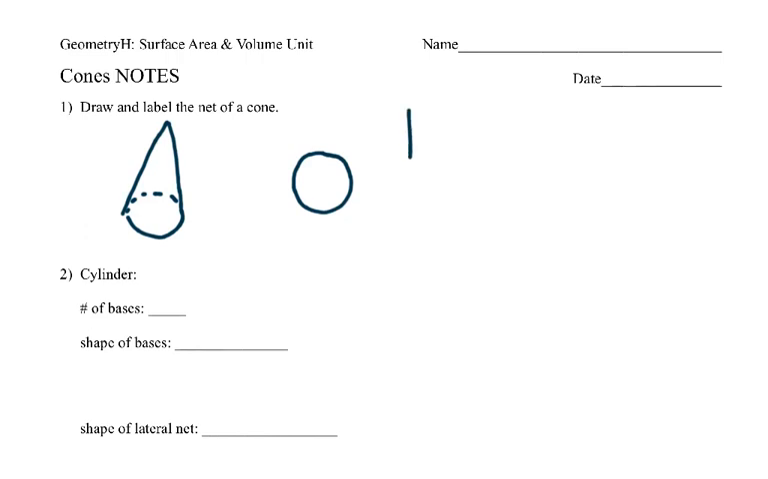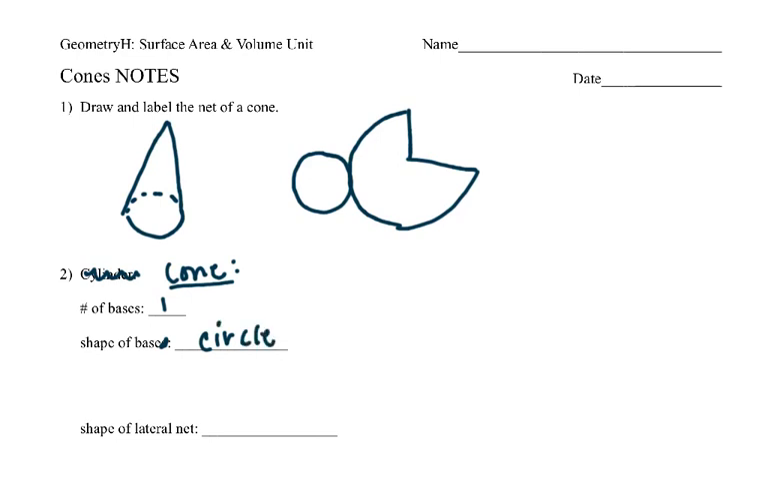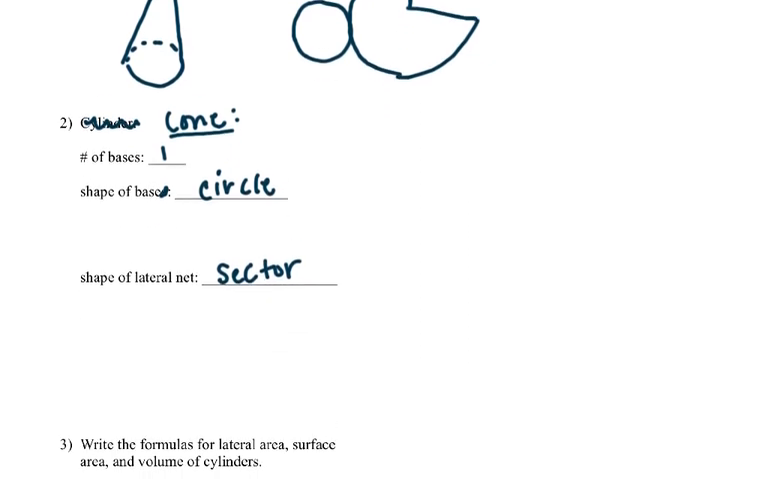So it looks something like that. And that's going to help us with the formula here in just a minute. So the number of bases in a cone, this is supposed to say cone, whoops, my bad. The number of bases in a cone is 1, and the shape of the base is a circle. And the shape of the lateral net of a cone is a sector. It is a piece of a circle.